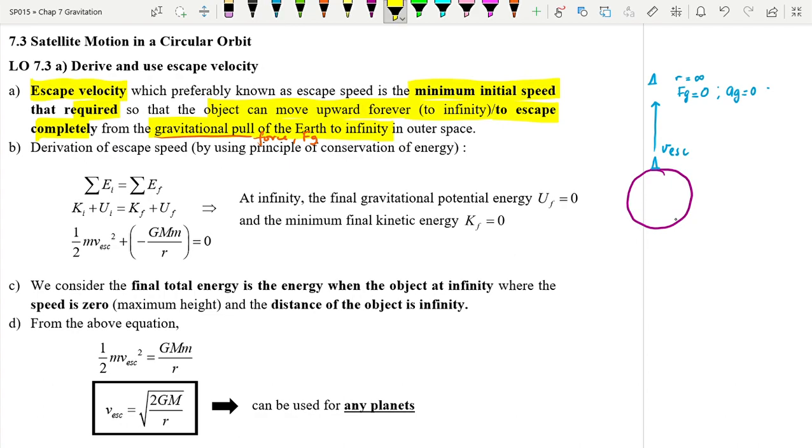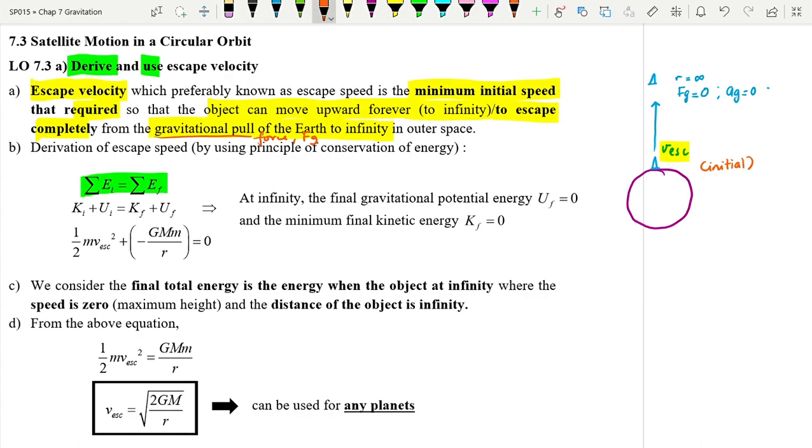So kita kena tahu macam mana nak kira V escape ni. So kita kena derive. Okay, sebab dalam learning outcome kita, dia kata derive and use the escape velocity. So at least kena tahu macam mana nak derive lah, selain daripada just gunakan formula sahaja. Okay, so to derive this escape velocity, kita gunakan conservation of energy. So summation of E initial equals summation of E final. Dekat mana initial point? Of course, dekat surface ni adalah initial point. Kemudian final kita dekat infinity tadilah.